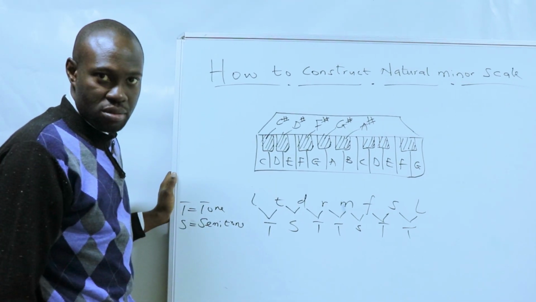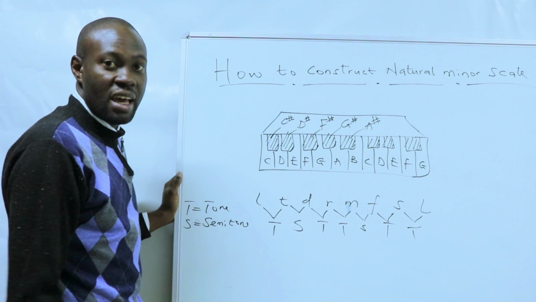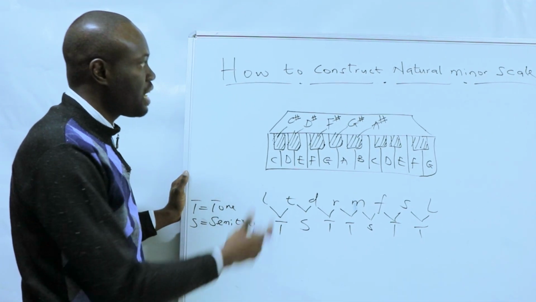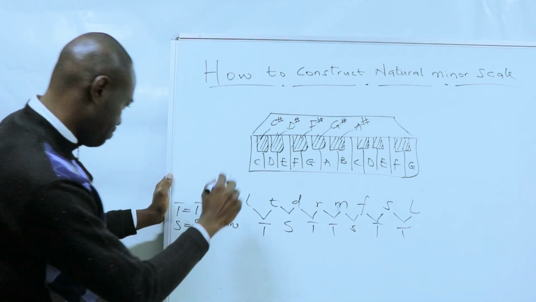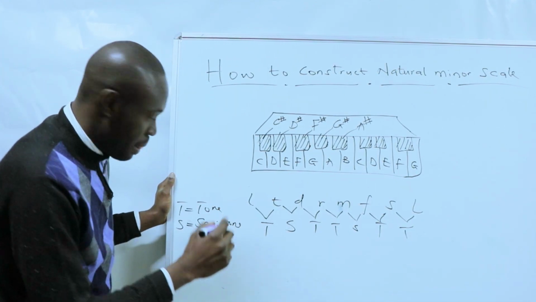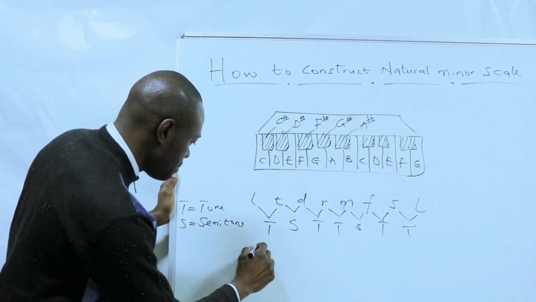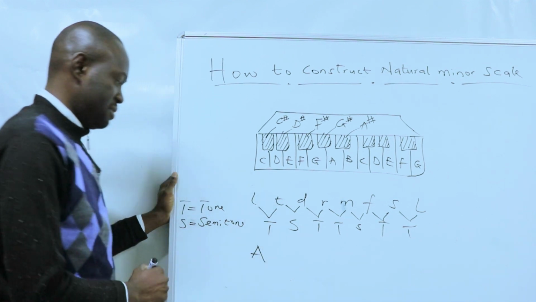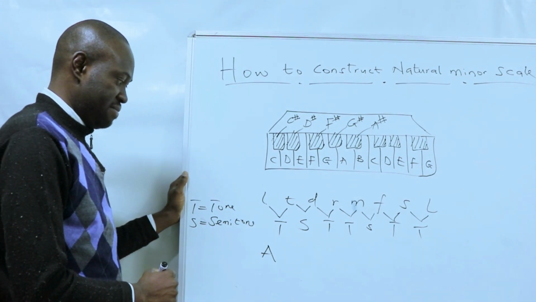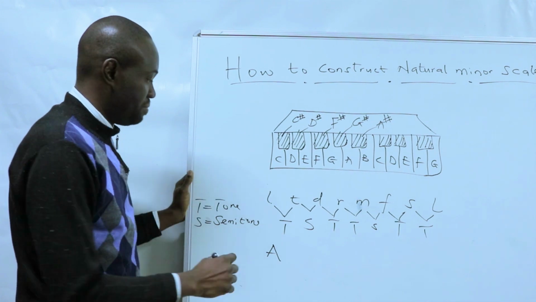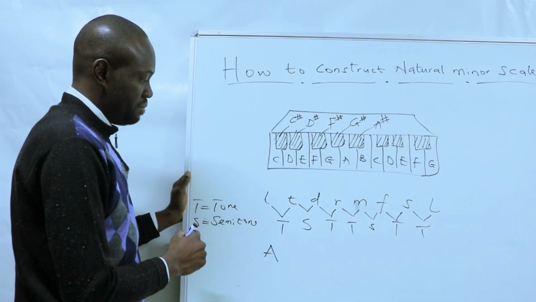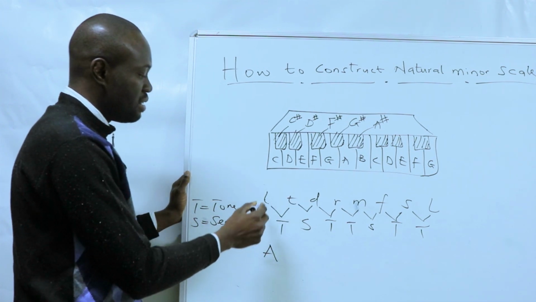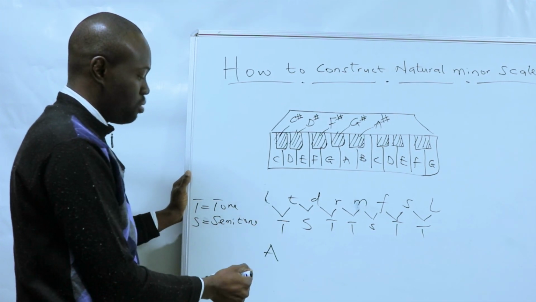Let's pick an example, a very simple one. A minor scale. How do we construct a natural minor scale? So as usual, our first note is A. It becomes our tonic, and that's our La. Then we need the Ti, and the distance between La and Ti is a tone.